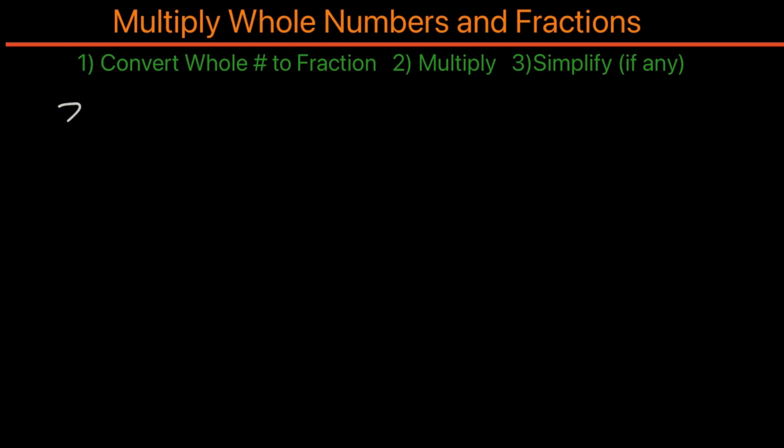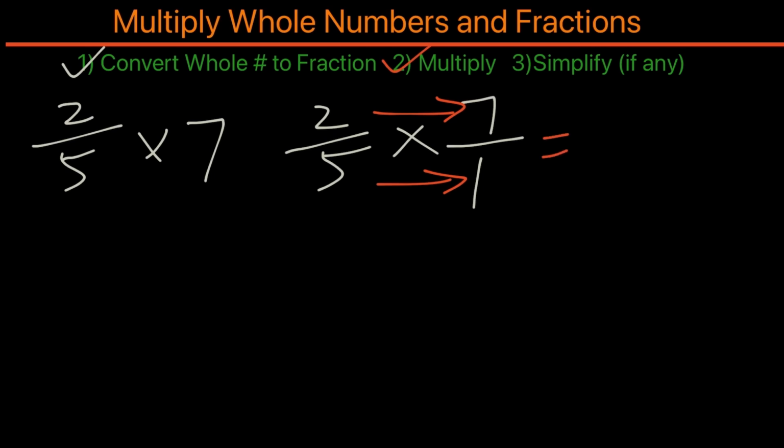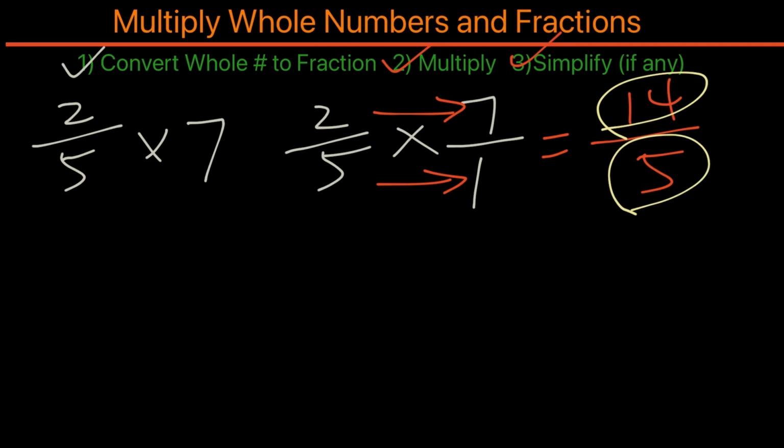And here's the next one. This time the fraction is in front of the whole number. However, the process remained the same. What we want to do is convert a whole number to a fraction. And then we're going to multiply. Okay, lastly, simplify. This one's an improper fraction, the numerator being bigger than denominator.